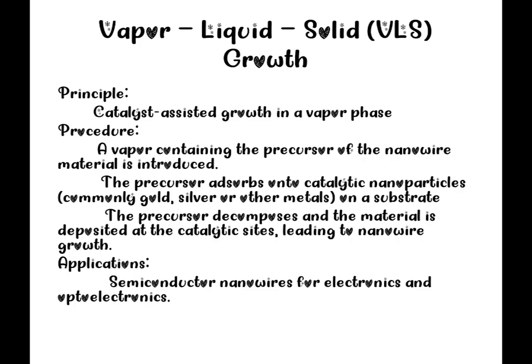Vapor-liquid-solid growth. Principle: catalyst-assisted growth in a vapor phase. Procedure: a vapor containing the precursor of the nanowire material is introduced. The precursor is absorbed onto catalytic nanoparticles, commonly gold, silver or other metals, on a substrate. The precursor decomposes and the material is deposited at the catalytic sites, leading to nanowire growth. Applications: semiconductor nanowires for electronics and optoelectronics.